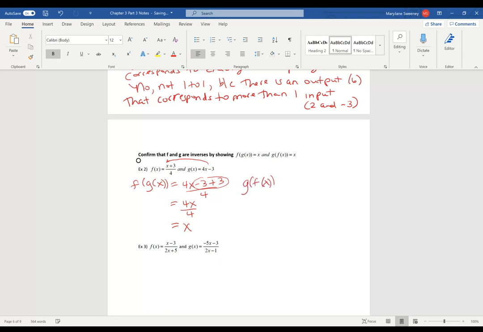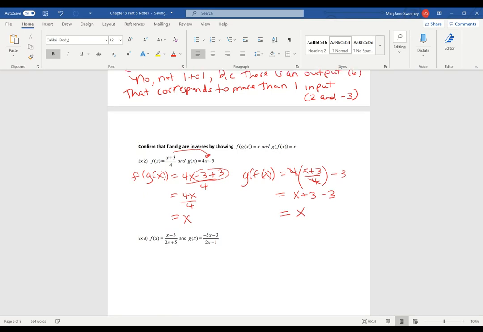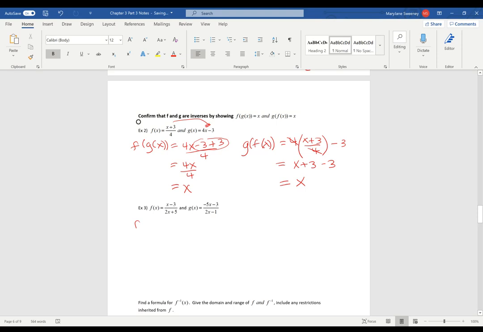G of f of x, that's putting the f of x into the g of x anywhere we see an x. So that'd be 4 times x plus 3 over 4, and then -3. So again, I show that I know order of operations says to multiply those first, then 3 minus 3 is 0, so we get x. So we confirmed those are inverses.